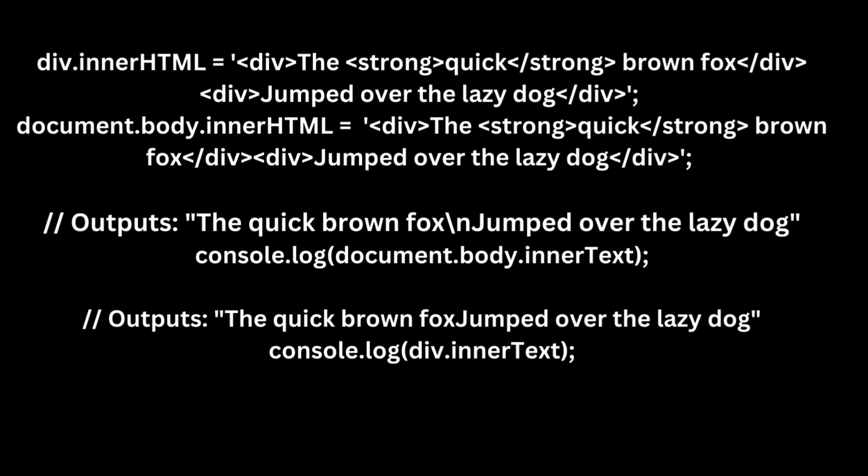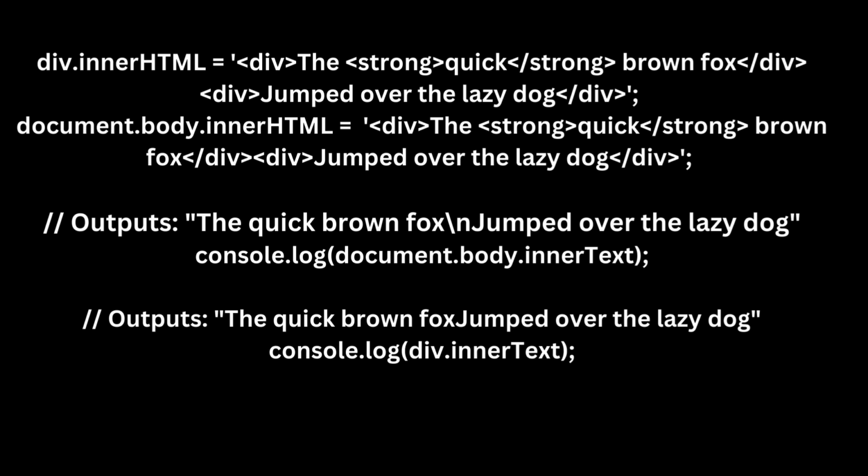console.log(div.innerText). This line logs the innerText property of the div element, presumably defined earlier in the code, to the console. It will output the text content of the div element and its descendants, but since innerText does not include any HTML markup, the strong element is ignored. Therefore, it will output the concatenated text content of both div elements within the div, without any formatting.